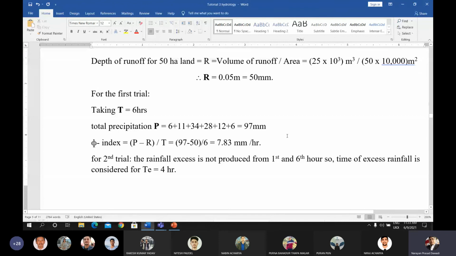Okay. Now the phi index can be calculated by using the formula (P minus R) divided by T. P is 97 mm, R is 50 mm, divided by time of 6 hours. You will get the phi index of 7.83 mm per hour. The phi index calculated is 7.83 mm per hour.